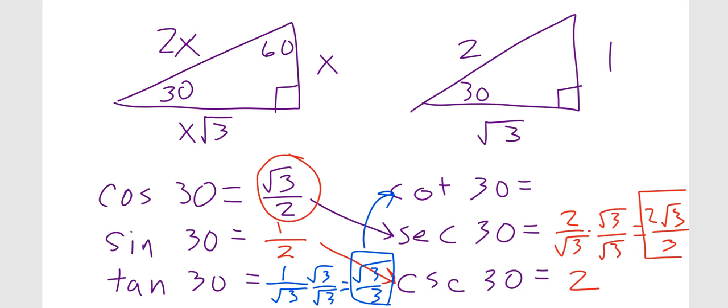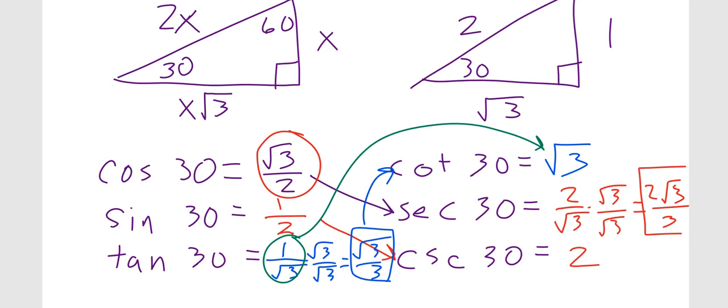Tangent goes with cotangent, obviously. So what is the cotangent of 30? Remember I said choose the one that's easiest to flip over, which would be that one right there. Yep, go. Yep. Yeah.